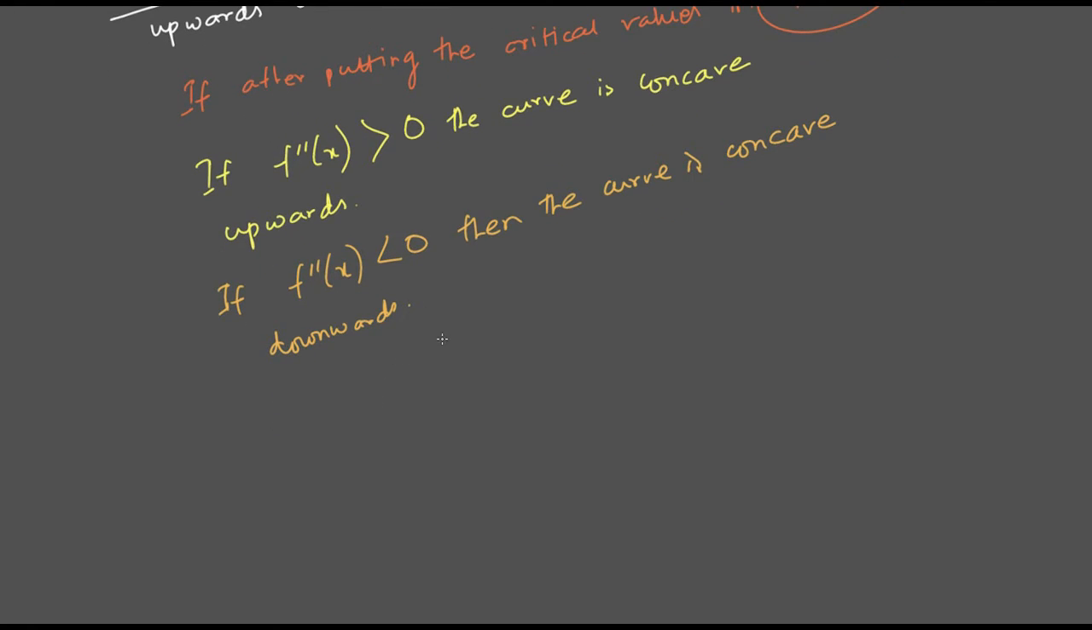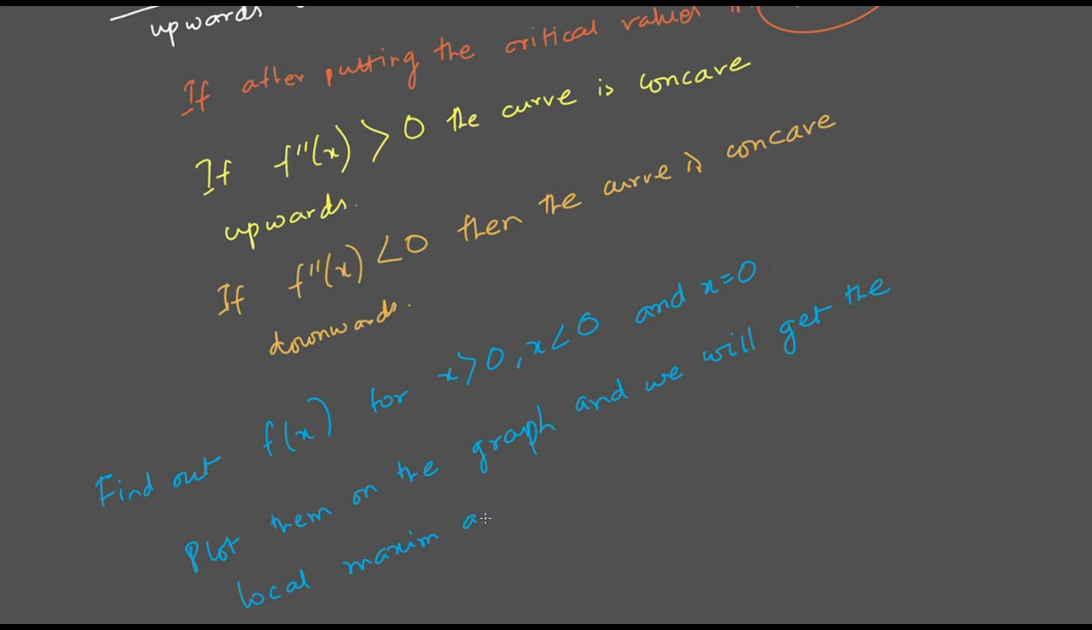And we are done. After that, we will simply find out f of x for x greater than 0, x less than 0, and x equals 0, and plot them on the graph, and we will get the local maxima and the local minima.